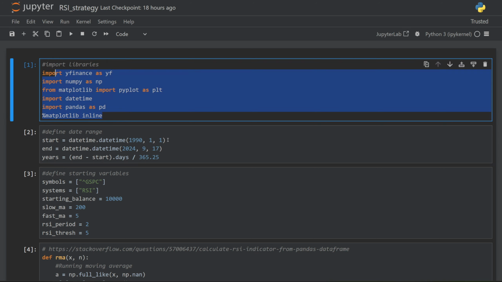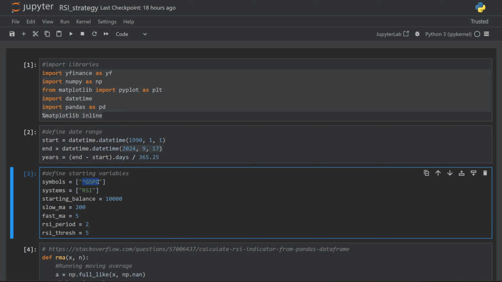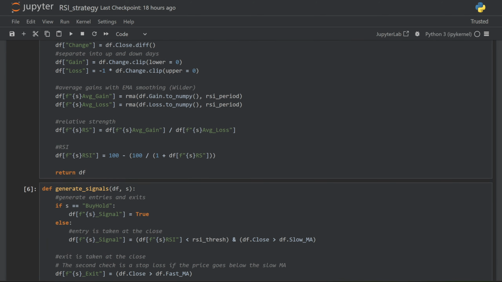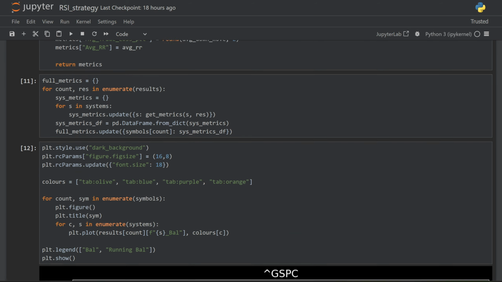I define my date range, so I'm going to test from the 1st of January 1990 to the 17th of September this year. I will test on the S&P 500 using the RSI system. I'll start with a balance of 10,000 just to give some kind of context. I then have my slow and fast moving averages with a 200-day and a 5-day period. The RSI period is set to 2 and the RSI threshold is set to 5. So I'm going to look for values below 5 to give me my buying opportunities. The rest of the code after that just works out my signals, generates the trades, and then finally I have my equity chart down here.